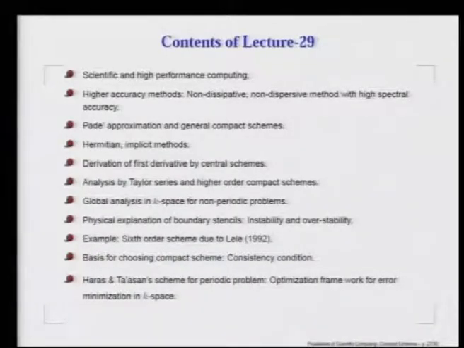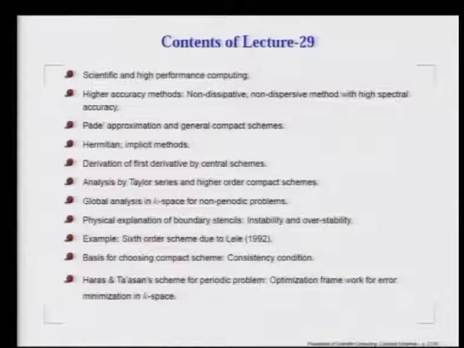In today's lecture number 29, we actually adopt a totally different method. So far, we have been talking about solution methods based on mathematical classification. From this lecture onwards, we are going to simply highlight the scientific and high performance computing aspect alone, and in the process, we try to develop high accuracy methods which will by themselves be non-dissipative, non-dispersive, and which will have very high spectral accuracy.